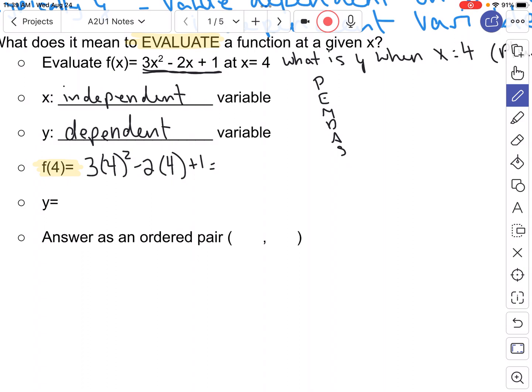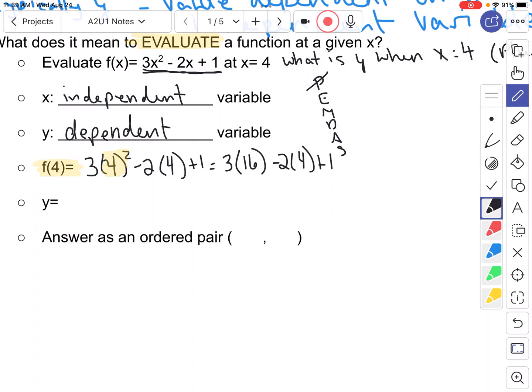We don't have anything inside parentheses to simplify, but we do have an exponent. So we apply that exponent just to the number it's on, which is 4. 3 times 4 squared is 16, minus 2 times 4 plus 1. So we've done our exponent. Now we're going to do multiplication. 3 times 16 is 48. And negative 2 times 4 is negative 8. Or if you put minus 2 times 4, you'd still get minus 8, plus 1.